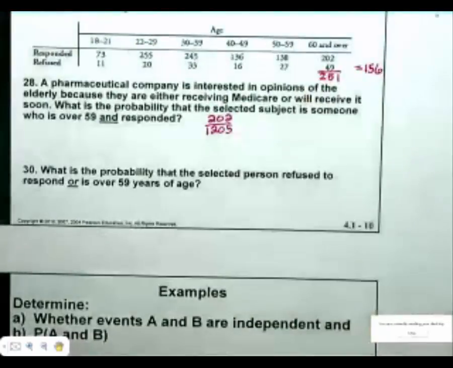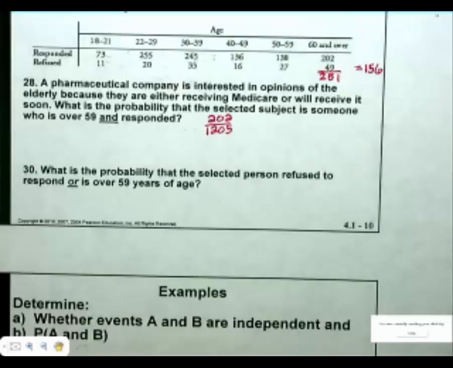You're still reading the question, but I'm working my way up to the question. Why can I not just add this 156 and that 281 and then divide that by 1205? Why would that not give me the right answer? Because these 49 got counted twice. They were counted in this row and they were counted in this column.